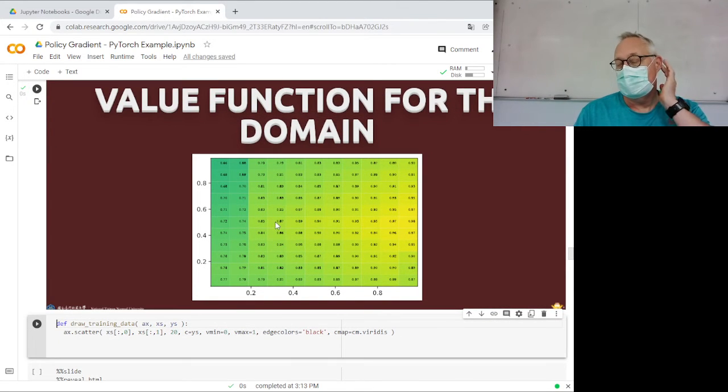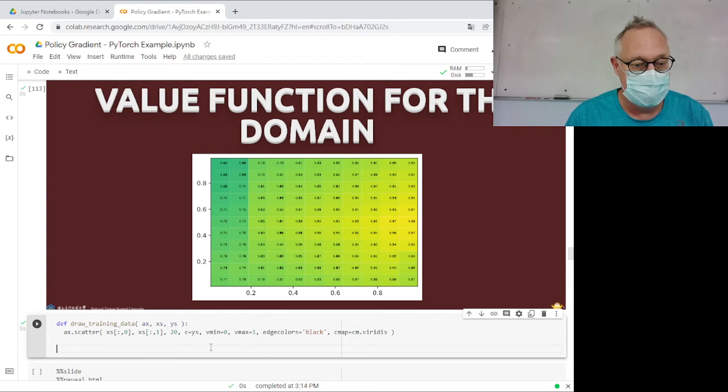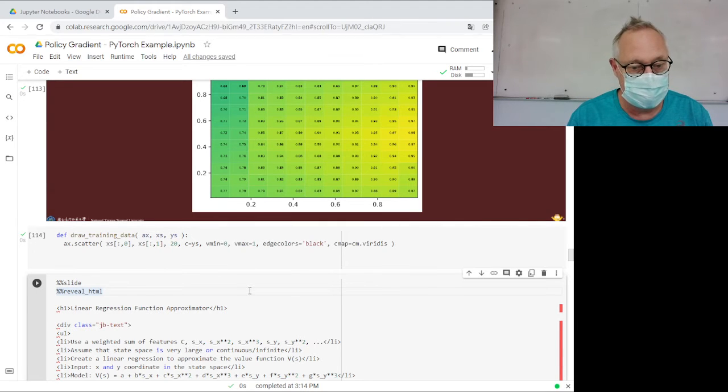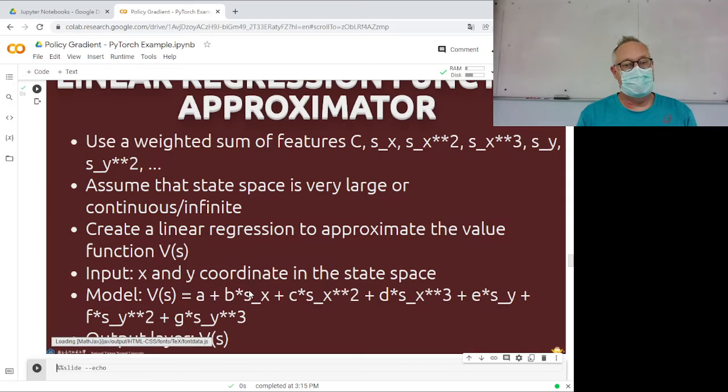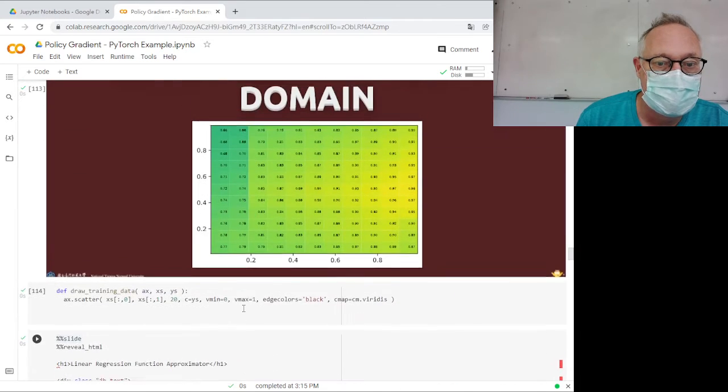So now our goal is to train the system to learn exactly this value function here. So I added a function to draw the training data, and then first we can think about using a linear approximation, linear regression function, in order to approximate our value function here.